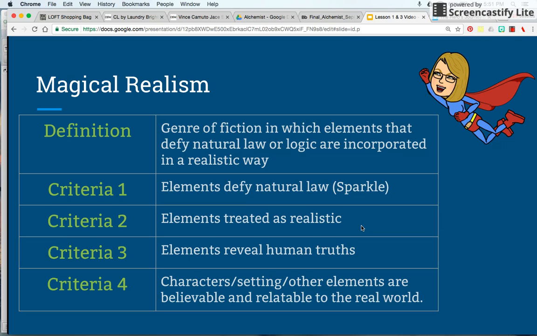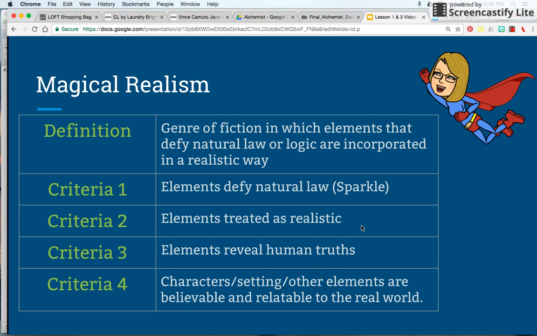Magical realism is a genre of fiction, fiction meaning made up or fantasy, in which elements that defy natural law or logic are incorporated in a realistic way. So if we go back to that video we watched the other day, the guy used the idea of a magic carpet as a magical realist analogy.